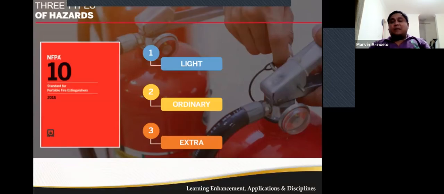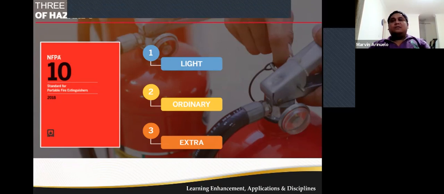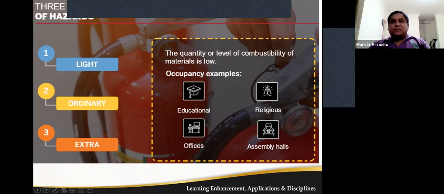So now let us discuss the types of hazard. When it comes to portable fire extinguishers, we can refer to NFPA 10, which describes three types of hazard: light, ordinary, and extra. Light hazard exists when there are few combustible materials or where the combustibility of contents is low. Examples include educational, religious, offices, or assembly halls. However, some of these occupancies may contain a sufficient amount of combustible material to be classified as an ordinary hazard.